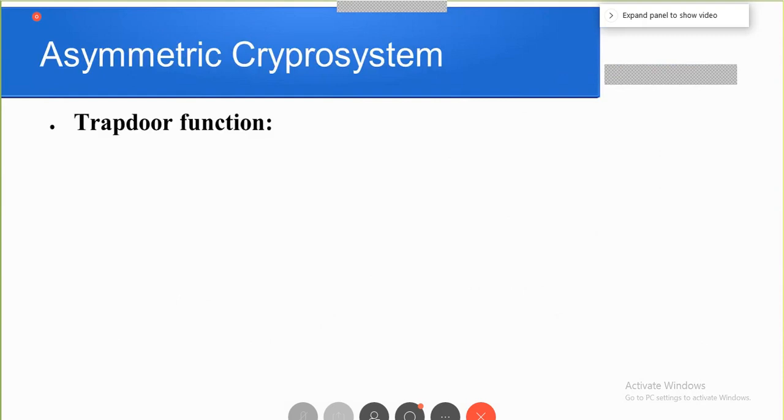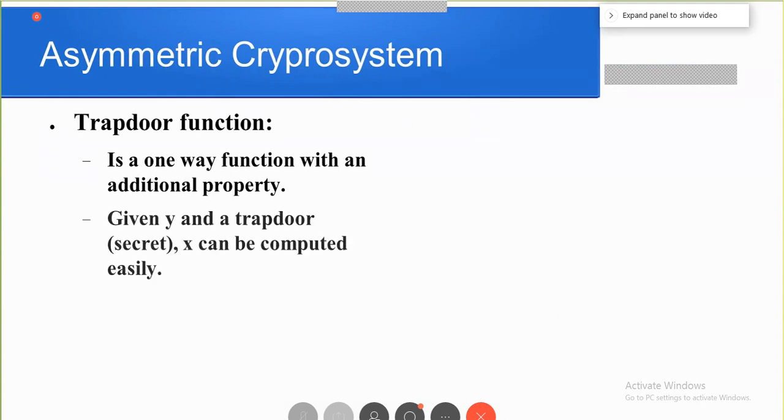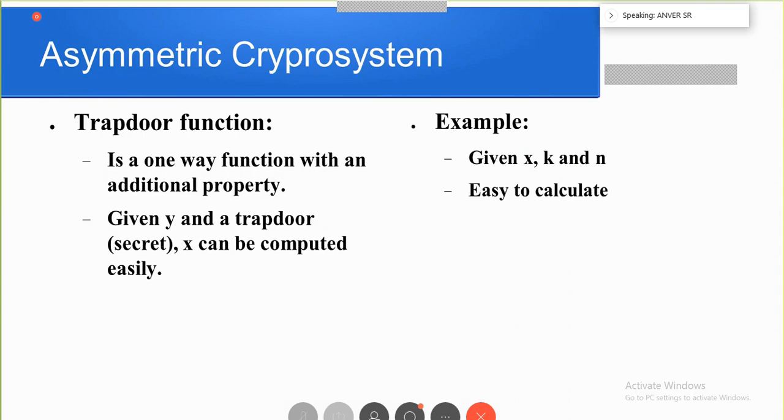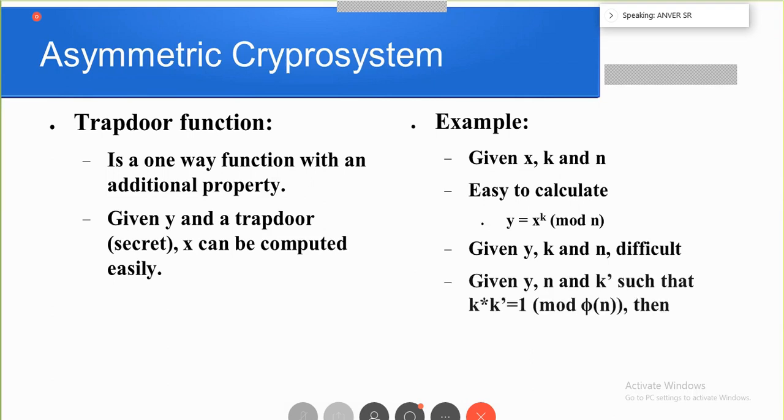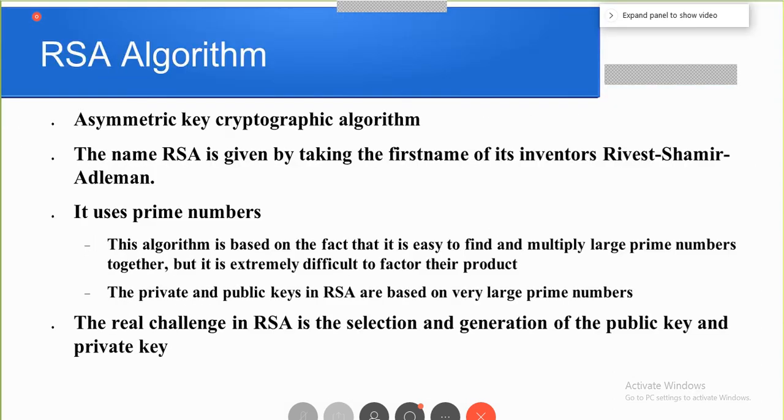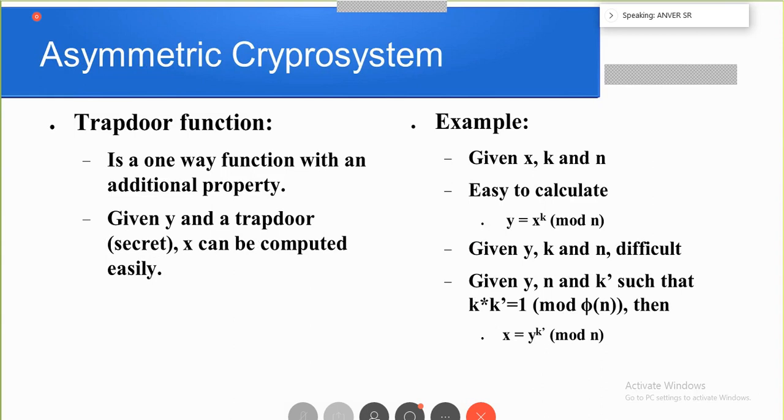Next comes the trapdoor one-way function. This is a one-way function with one additional property. In the one-way function we are only given y and asked to compute x, so we are not able to easily compute x from y. But here we are given y and also a secret. We are given y and a trapdoor, that is, some secret. Then we can compute x easily from y and the given secret. That is a trapdoor function.